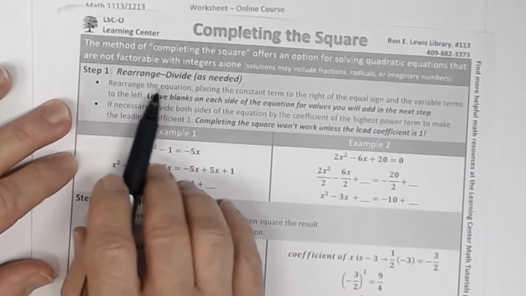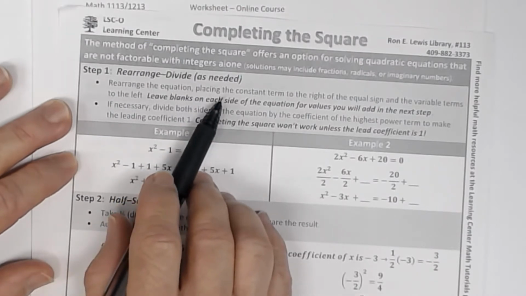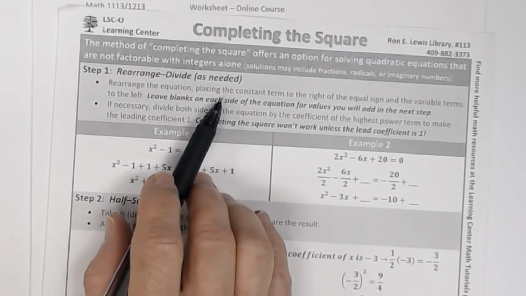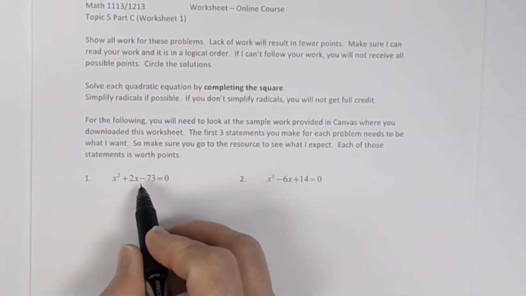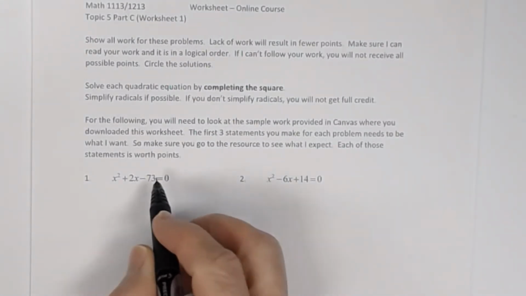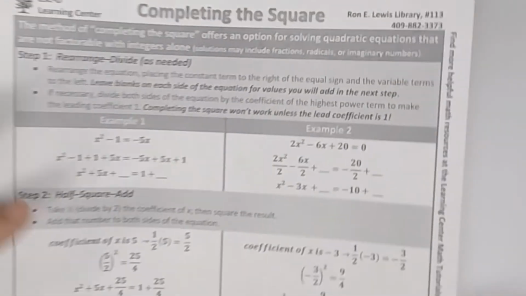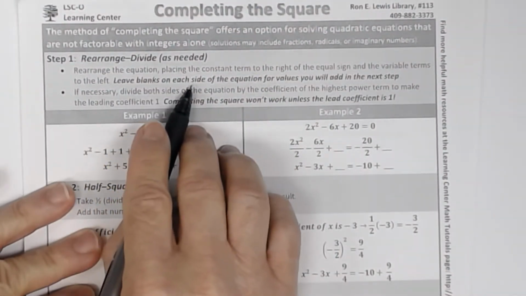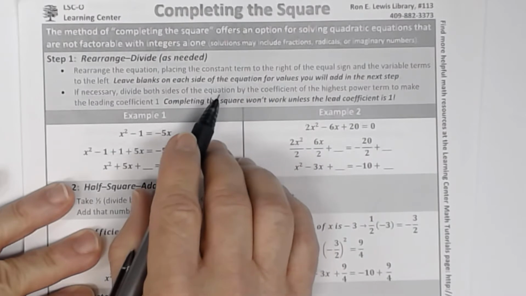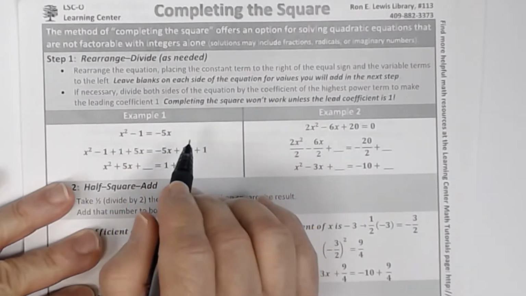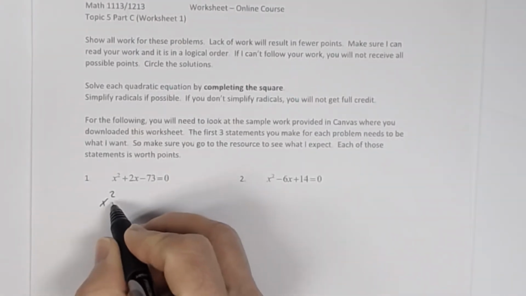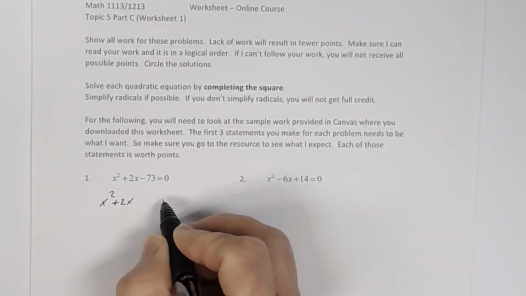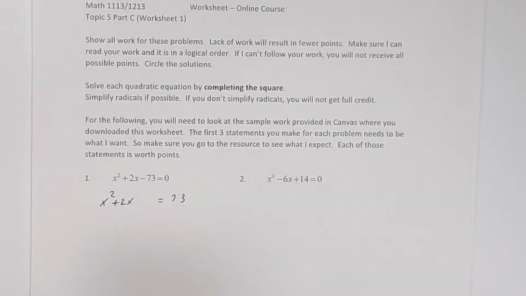It says this: rearrange the equation, placing the constant term to the right side of the equal sign, and the variable terms to the left. So in this particular case, you see the constant is on the left side, so let's go ahead and bring it to the other side. Also, it says to leave blanks on each side of the equal sign, because at some point you're going to add something to both sides. So here's what you're going to have: x squared plus 2x, leave a blank, equals 73. All right, so that was the first step.